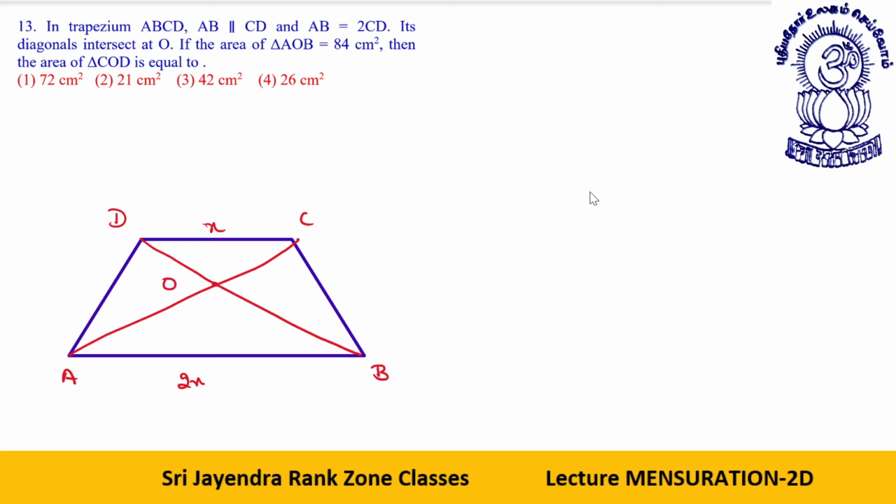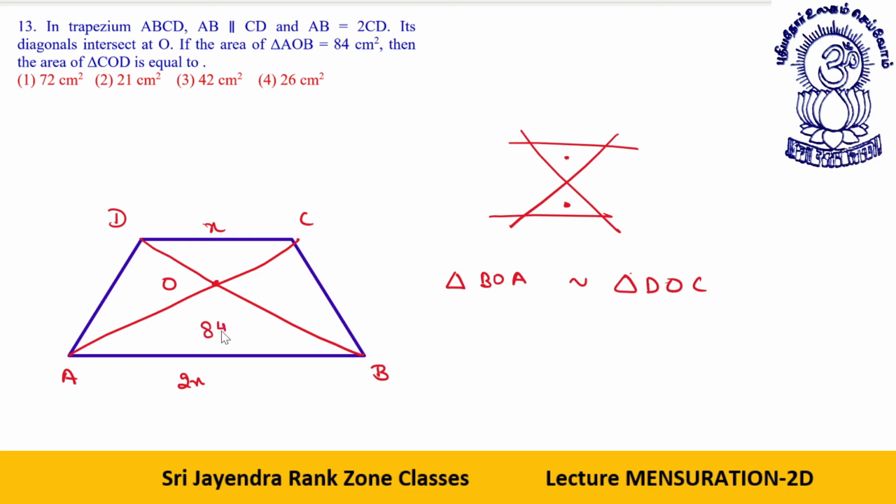Dear students, always remember, if I draw two parallel lines and I draw two triangles like this, this triangle will be similar to this triangle. Now let's come to the nomenclature. If you take B here, and here you take D. Middle point is O, both the things you take O. If you take C here, then opposite to C is A. Triangle BOA is similar to triangle DOC. Area of AOB is 84.